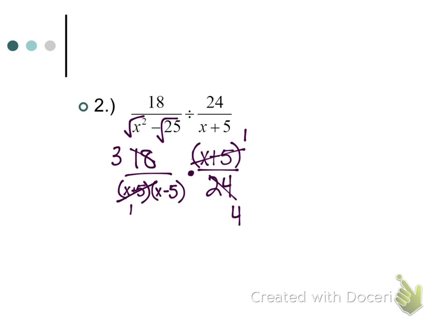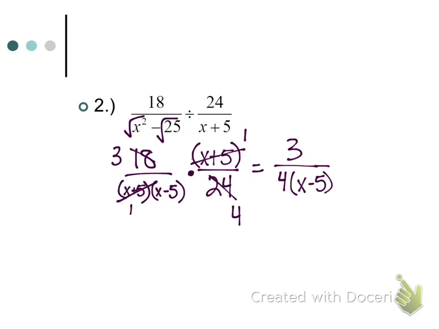Okay, do we see anything else that we want to try to cancel out? I don't see anything either, so I think we're ready to write our answer. 3 times 1 in the top is 3 over, we've got x minus 5 times 4. So really we could just write that as 4 parentheses x minus 5.